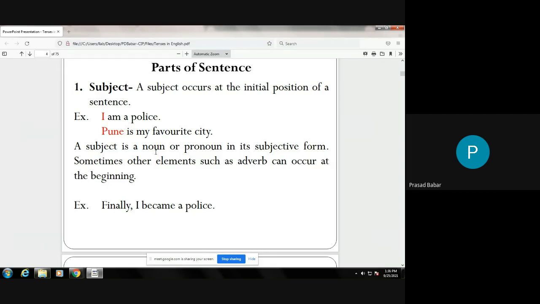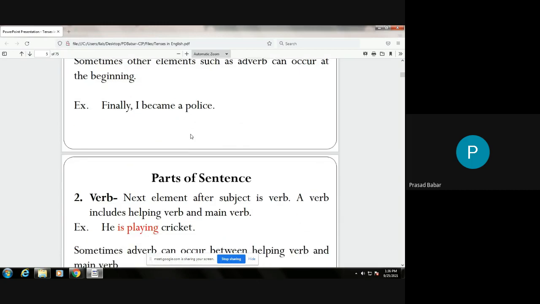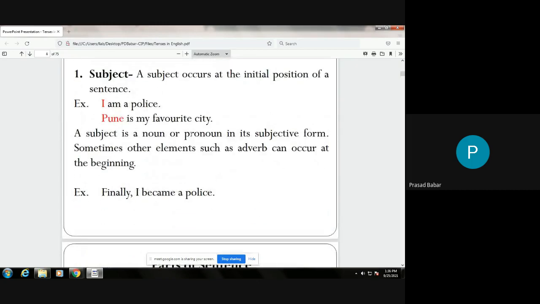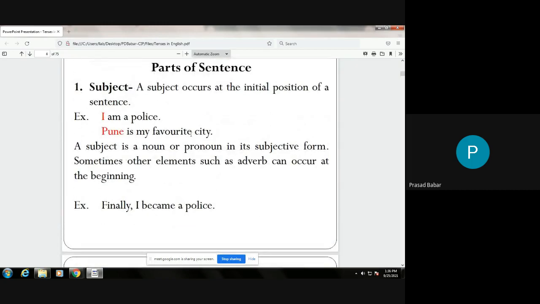We can use it at the very beginning of a sentence, in the middle of a sentence, or at the end of a sentence. So adverbs are the parts of speech that we can use at any position in a sentence. So this is about the subject. Okay, a subject is a noun or pronoun in subjective form.